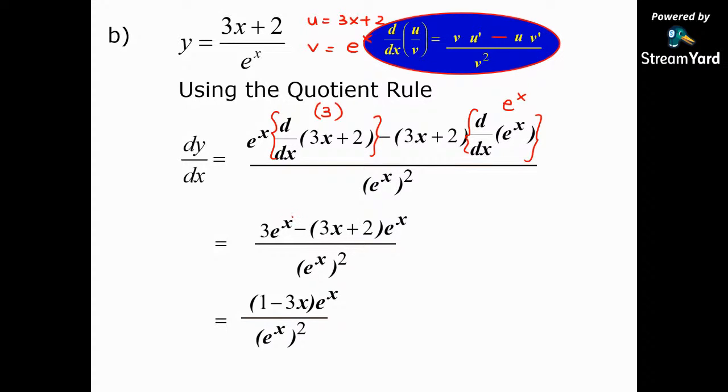Factorizing out e^x, we are going to get 3 minus (3x + 2), multiplied with e^x. So that is how you end up with 1 minus 3x. Oops, this one should be minus, so negative 3x, negative 2. And then of course you should cancel out e^x. What you have left is (1 minus 3x) over e to the power of x. That is the final answer for B.